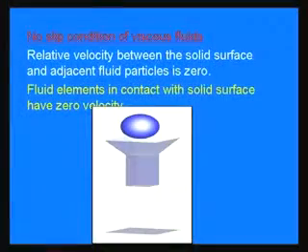So, that velocity due to the viscous effects will be tending to 0. So, this no slip condition occurs because the relative velocity between the solid surface and the adjacent fluid particles is 0. So, fluid elements at the solid surface have 0 velocity.